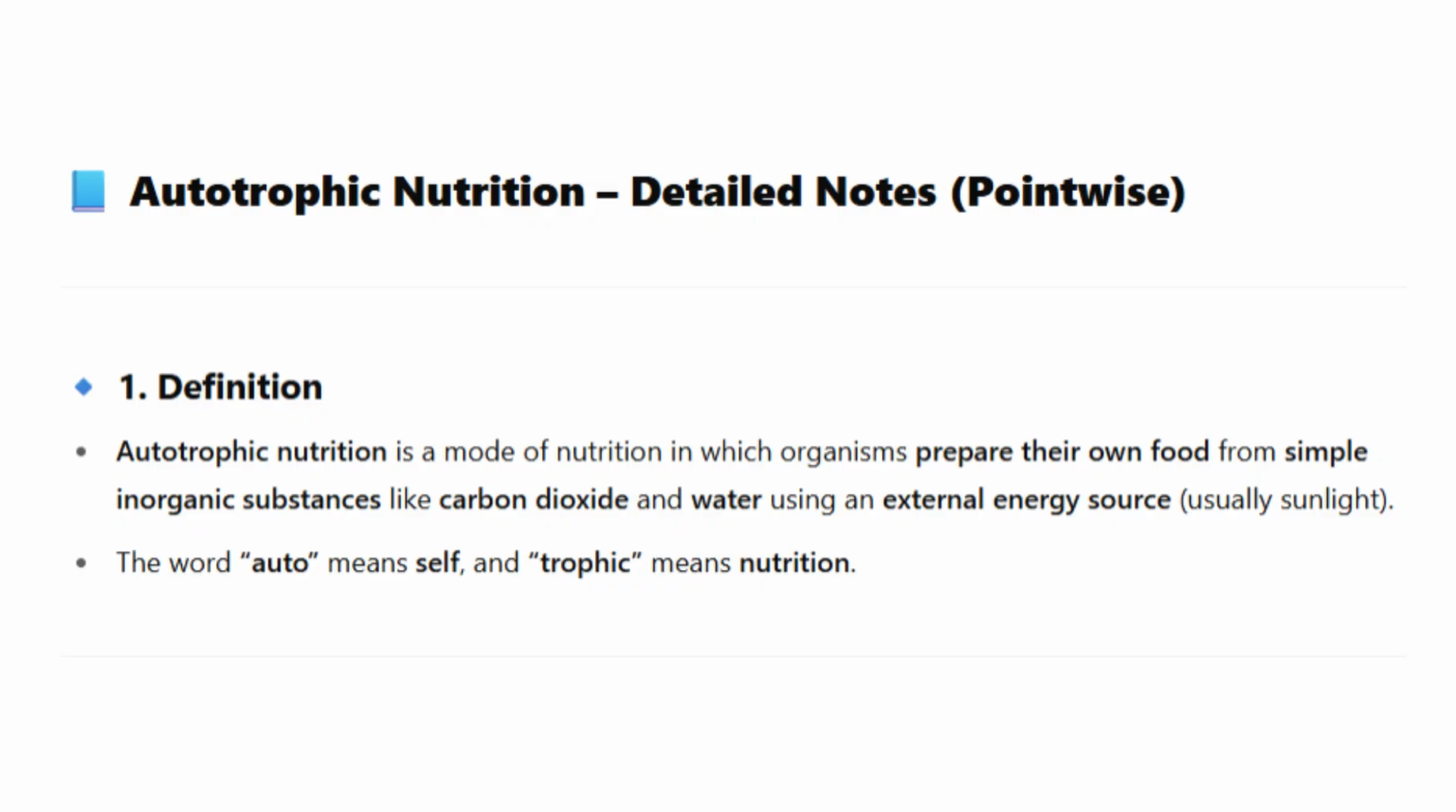Autotrophic nutrition, detailed notes, pointwise. 1. Definition. Autotrophic nutrition is a mode of nutrition in which organisms prepare their own food from simple inorganic substances like carbon dioxide and water using an external energy source, usually sunlight. The word auto means self, and trophic means nutrition.